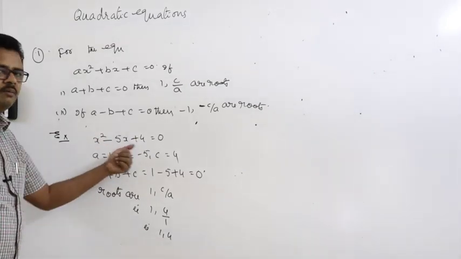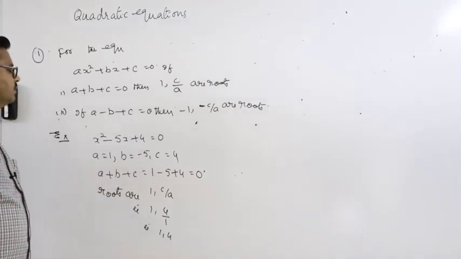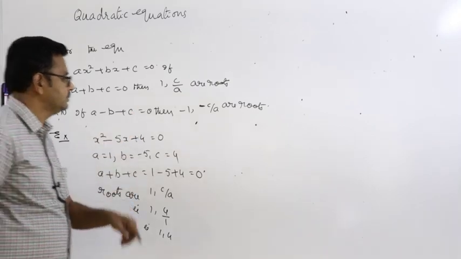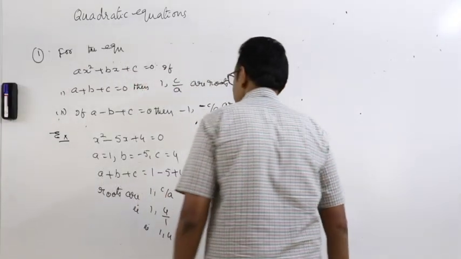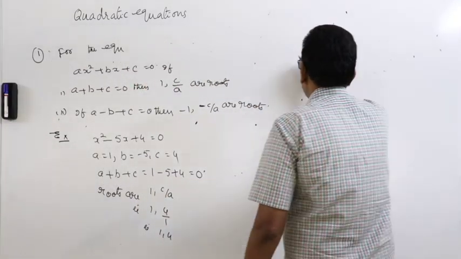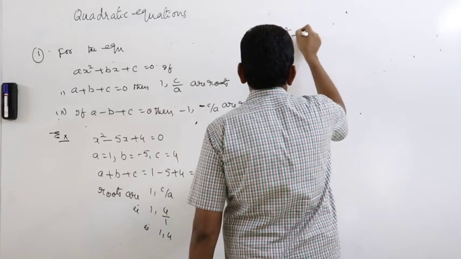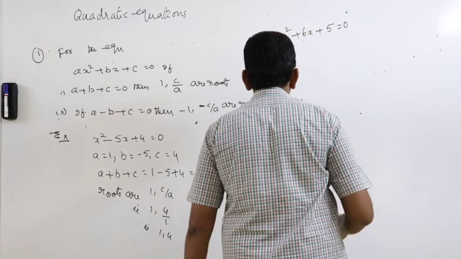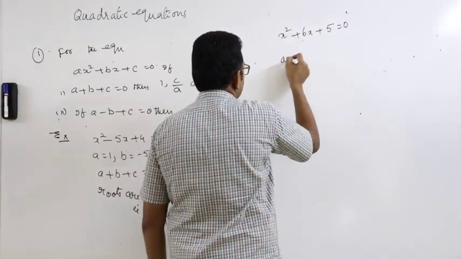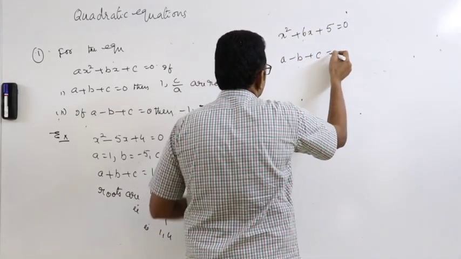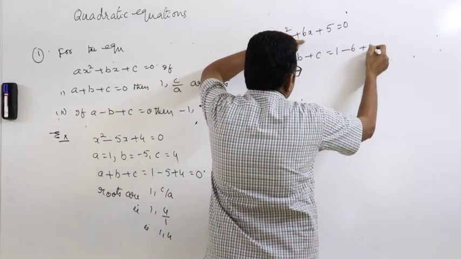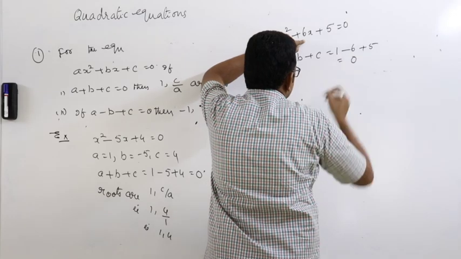Therefore x equal to 1, 4 are roots. If a minus b plus c equal to 0, take x square plus 6x plus 5 equal to 0. Now a minus b plus c: a is 1, b is 6, c is 5, that is 1 minus 6 plus 5, which is 0.